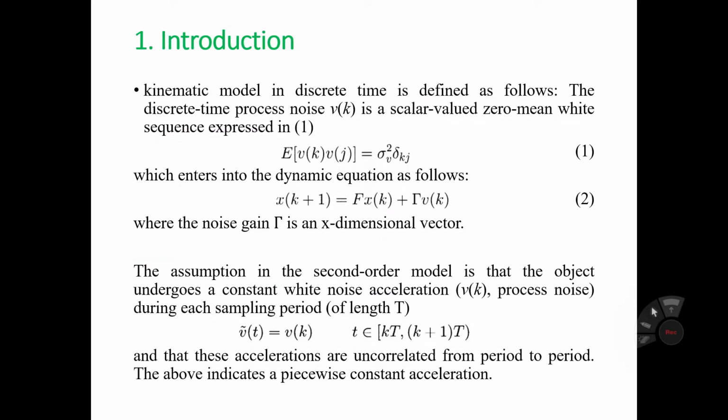So the kinematic model in discrete time is defined as follows. For example, as we have already discussed, taking an expected value of the process noise, giving you a standard deviation. This is a standard deviation, and this is the impulse. So in terms of the program code, we can write here the impulse like an identity matrix.